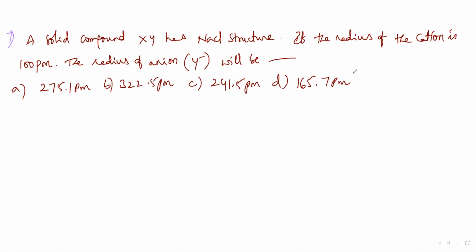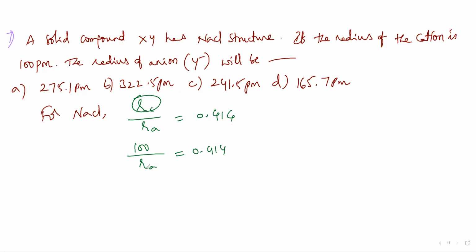So let us solve this. We know that for NaCl, the radius of cation by radius of anion is 0.414. The radius of cation is given as 100. So 100 by the radius of anion, which we have to find, equals 0.414. Therefore, the radius of anion is equal to 100 by 0.414, which is 241.5 picometers. This is your answer.